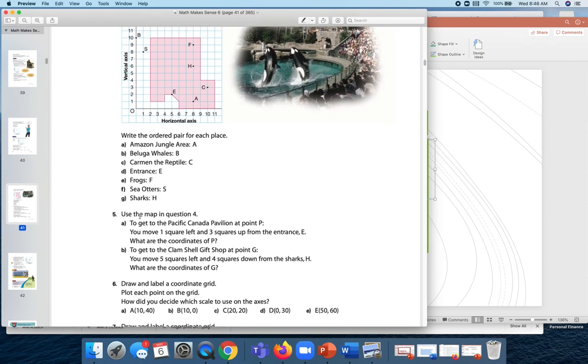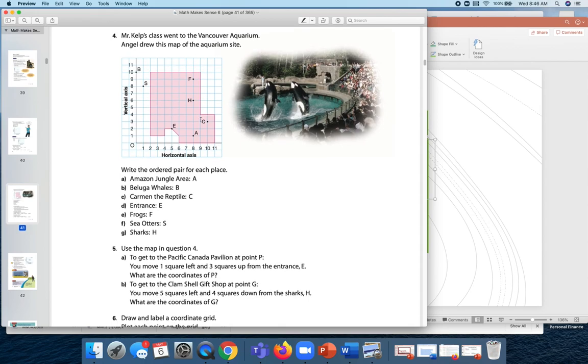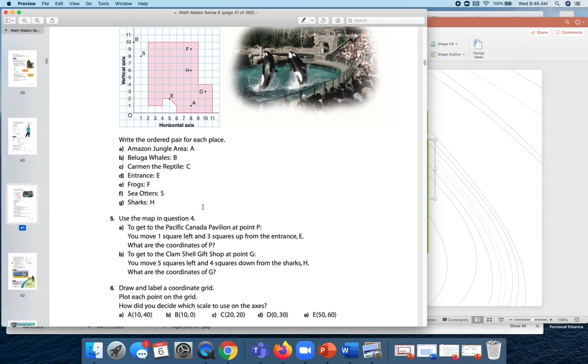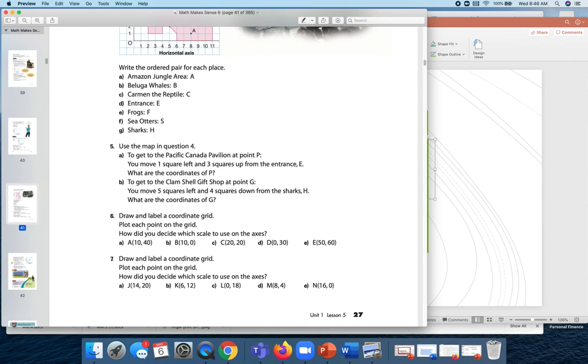Then use the map up here. This is going to take your reading skills. You have to understand what they're asking and then follow the instructions. We'll go over this tomorrow, but give it your best shot at getting those neurons to connect by figuring this out independently.